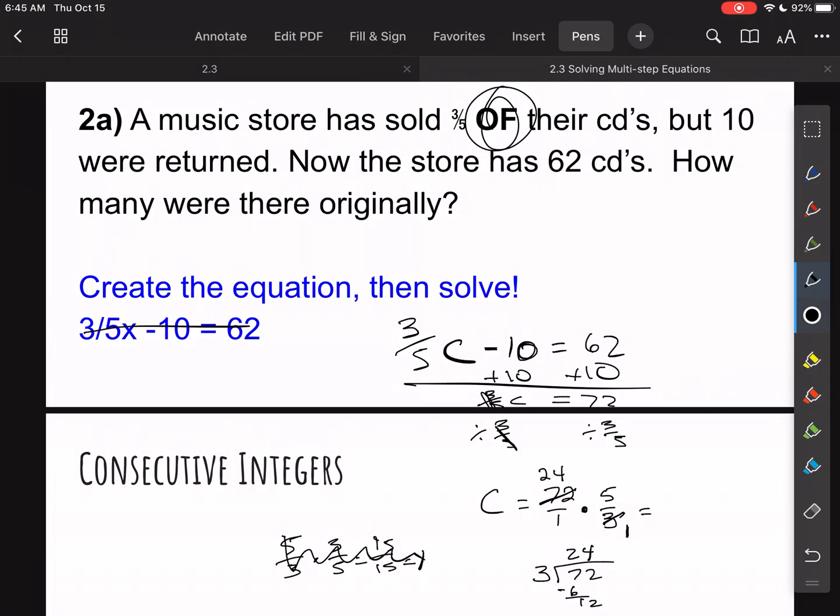That's fine, but I'm just trying to make the math a little bit easier. So 24 times 5 gives me, I believe, 120. Okay, and then it's 120 over 1, which is just 120. So 120 would be our answer for that one.